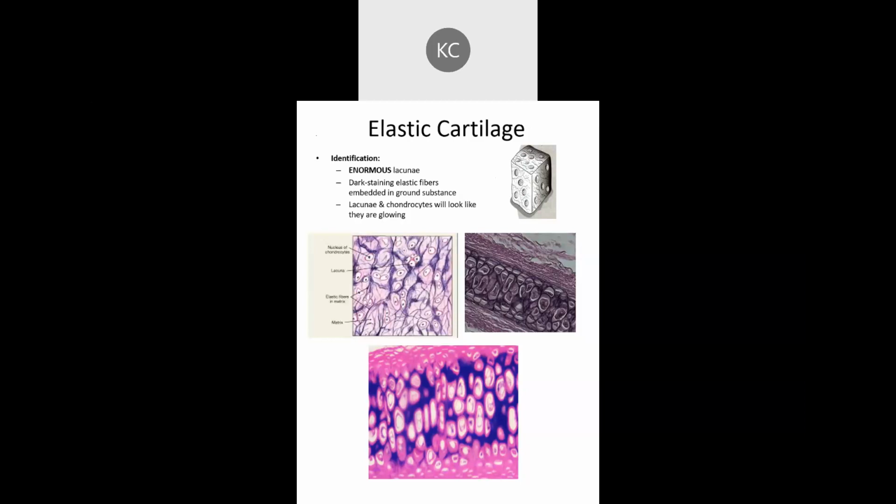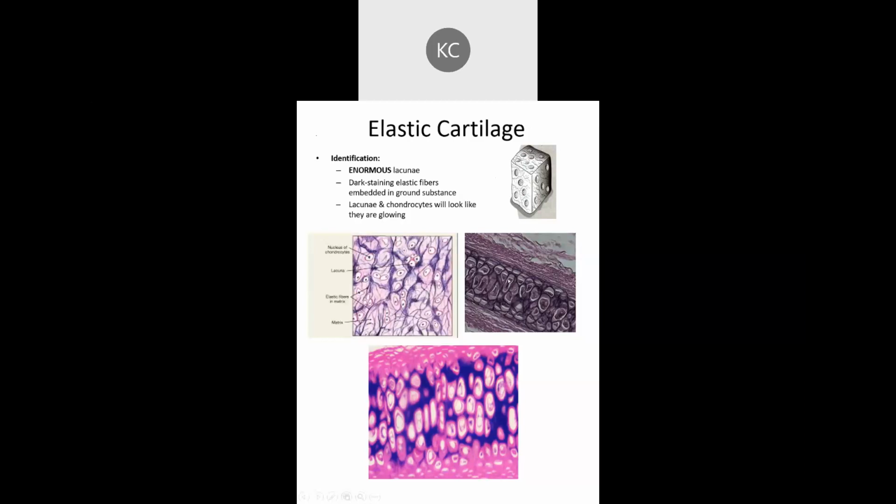All right, this connective tissue, elastic cartilage, also has very large lacunae. Okay, so remember, lacunae are what contain our cells, our chondrocytes, and in elastic cartilage, they're very, very large. Okay, they have very large lacunae with the chondrocytes within them. So you can see here in all three of these images, very large lacunae, and in the top two, you can see that these are staining a relatively dark color.